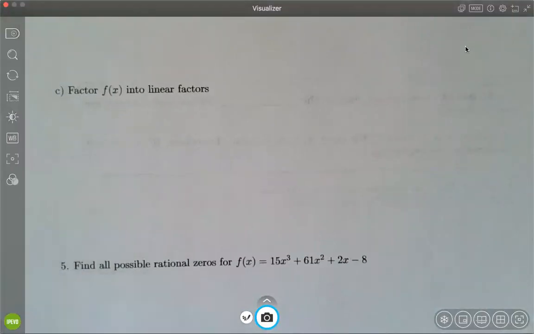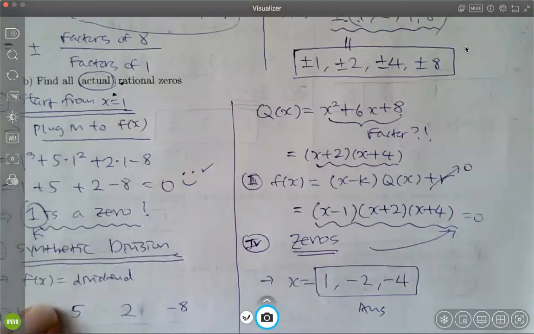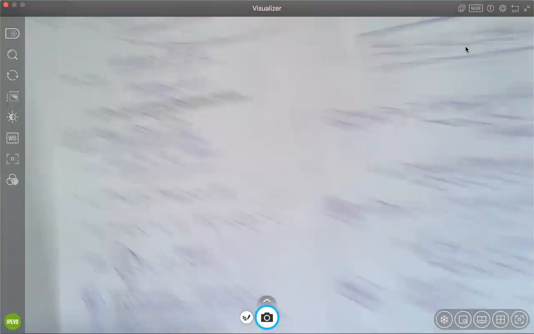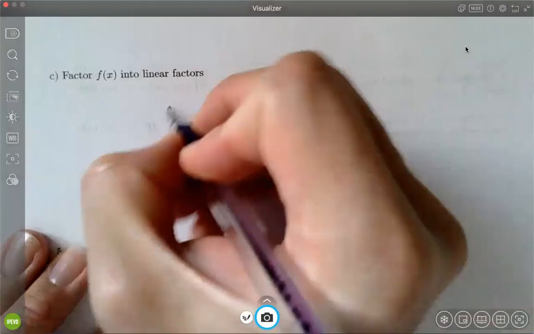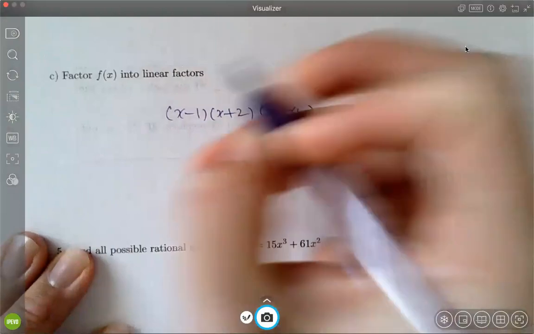Okay, now wait a minute. Have we done this before, like 10 or 20 seconds ago? So go back to part B. Have we factored f of x into linear factors? Oh yeah, we did right here, right? Okay, so what do we do? Just copy what we already got. x minus 1, x plus 2, x plus 4. Boom, that's what we have. Okay.